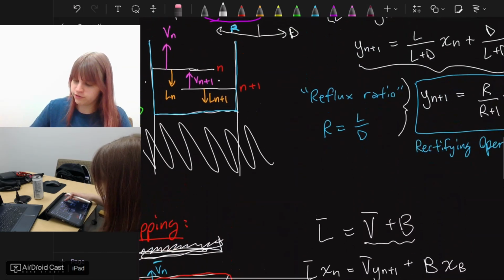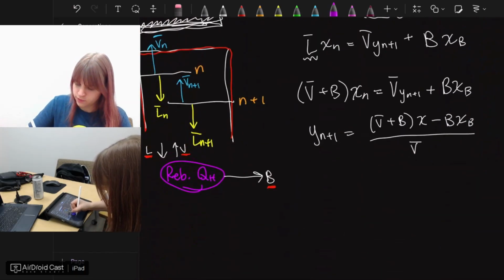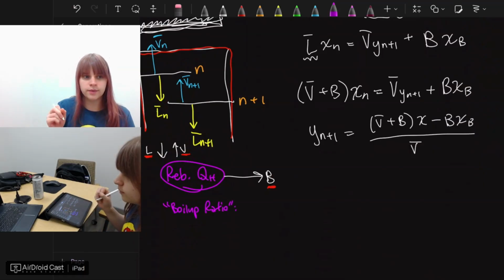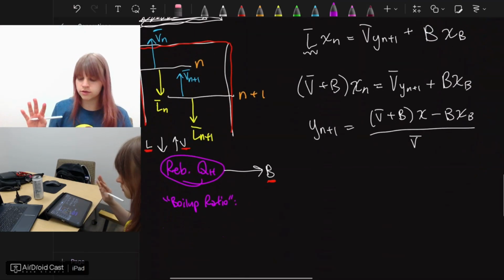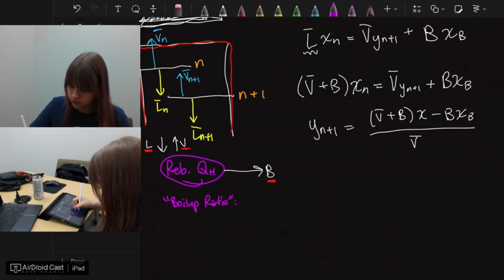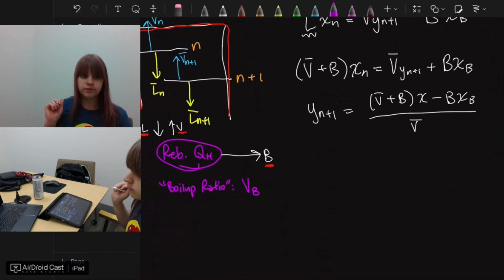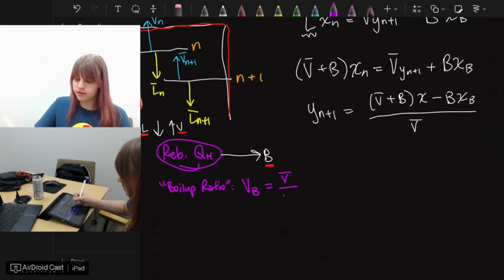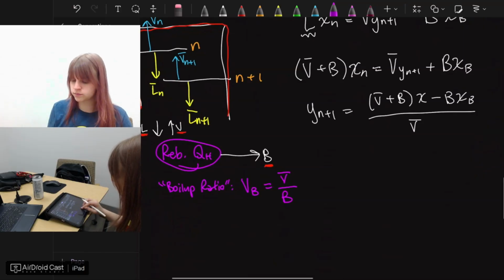And similar to the reflux ratio, we're going to define a boil up ratio. And instead of using B, because that's the variable we're using for bottoms, and that would get confusing, I'm going to say V sub B. And so that is the boil up ratio, and that is equal to the vapor re-entering the column divided by the bottoms leaving the column.